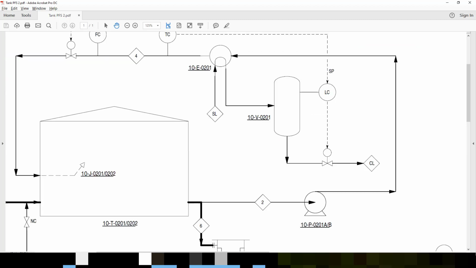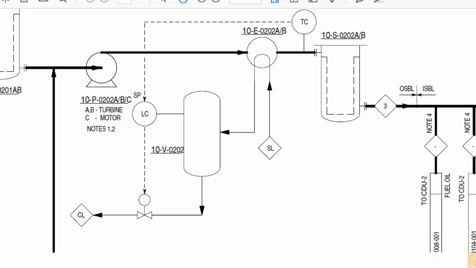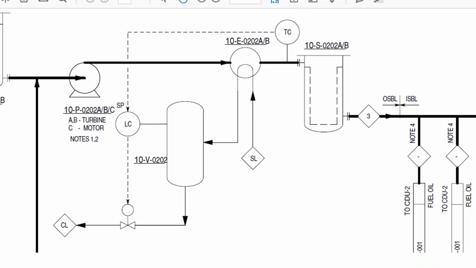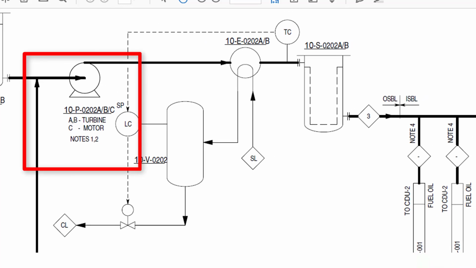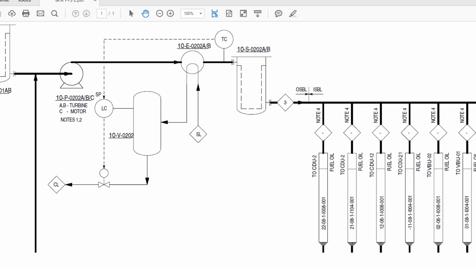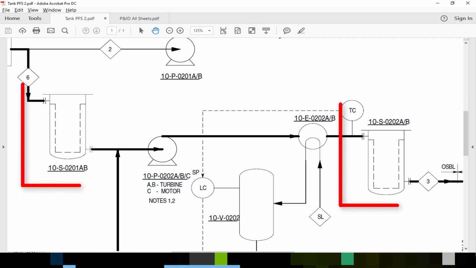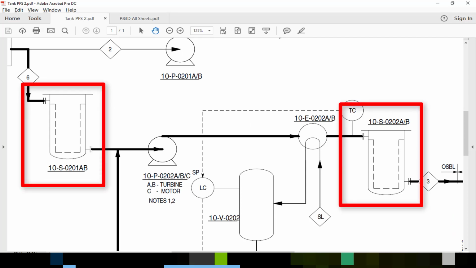Let me adjust the PFD on the screen so that we can conclude our video. Oh, these pumps are turbine driven. That means these are critical pumps. Normally, turbine driven pumps are provided where you want to run the pump even if there is a total power failure in your plant. Here we have two basket strainers, one on the suction side and the other on the pump discharge side. And we also have a heat exchanger to maintain the temperature of the fuel oil.